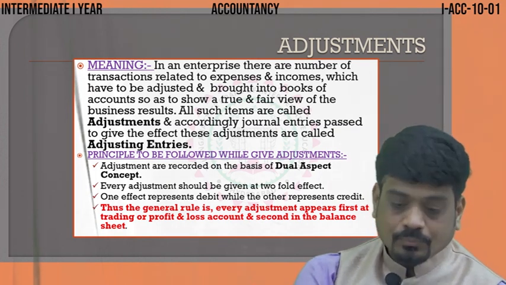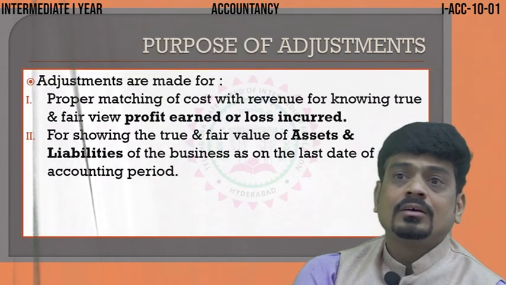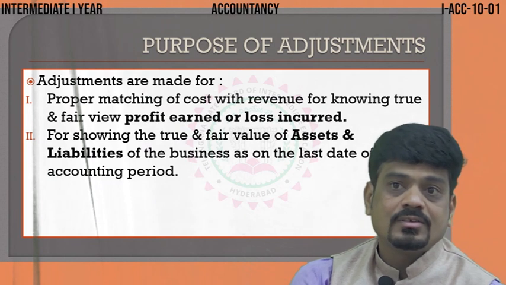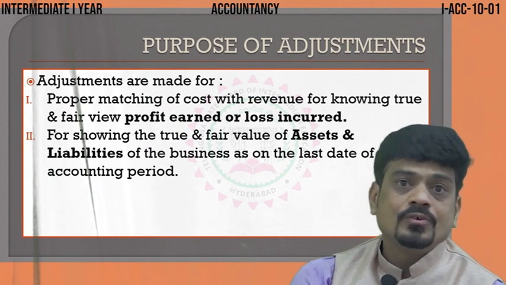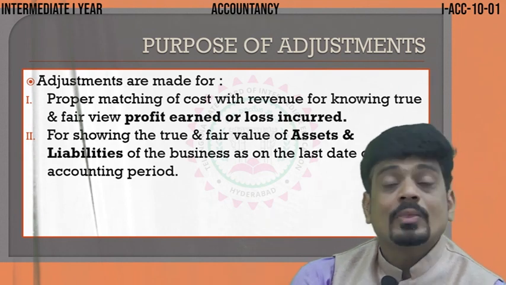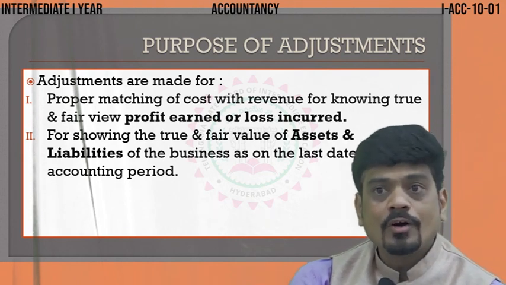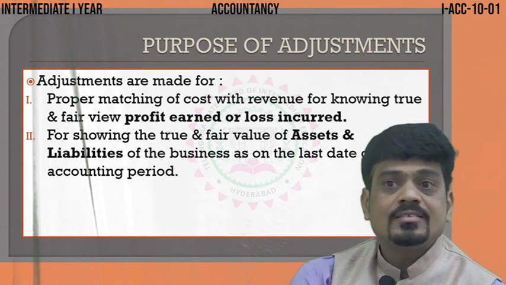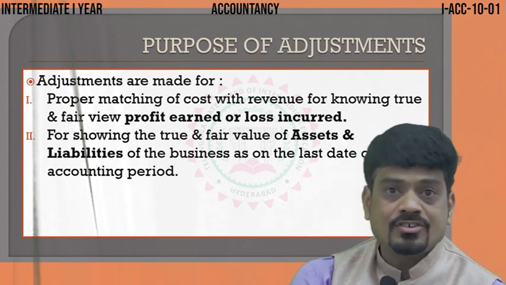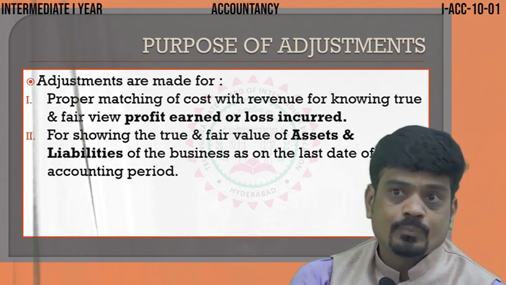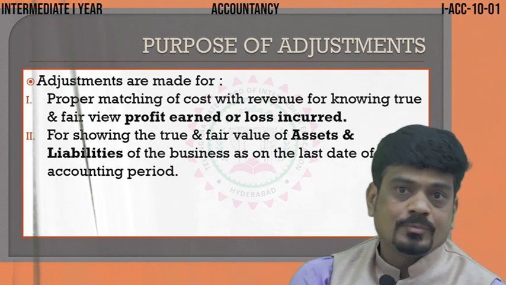Then, what is the purpose? Why do we have to do the adjustment? As I told you, the first purpose is we want to know the correct picture, that is true and fair view of the profit earned or loss incurred. Similarly, the second purpose is financial position. That is, we want to know the assets and liabilities. So, we give the adjustment.